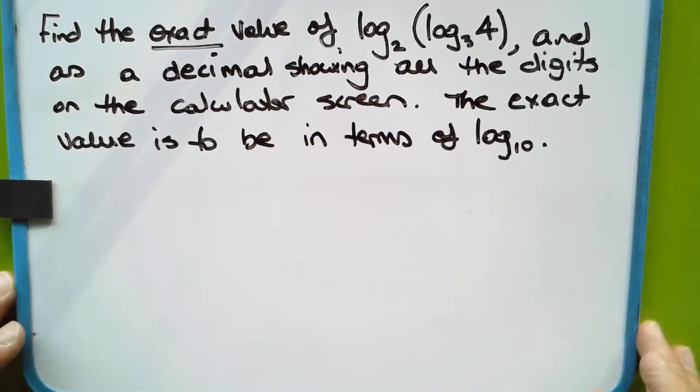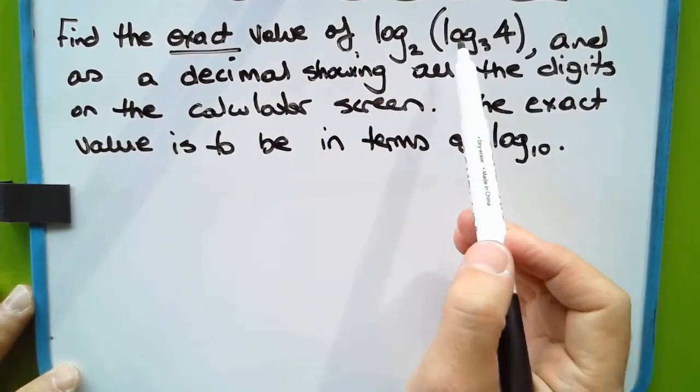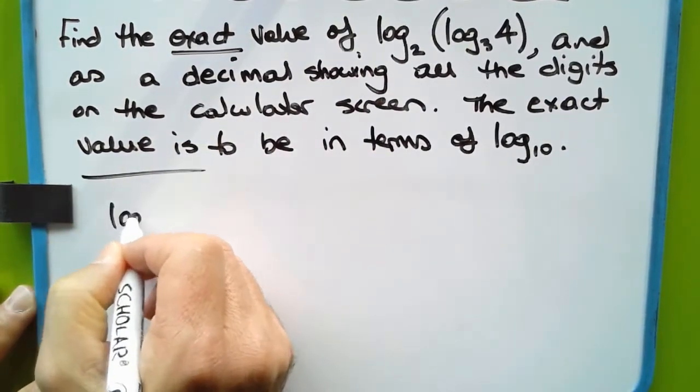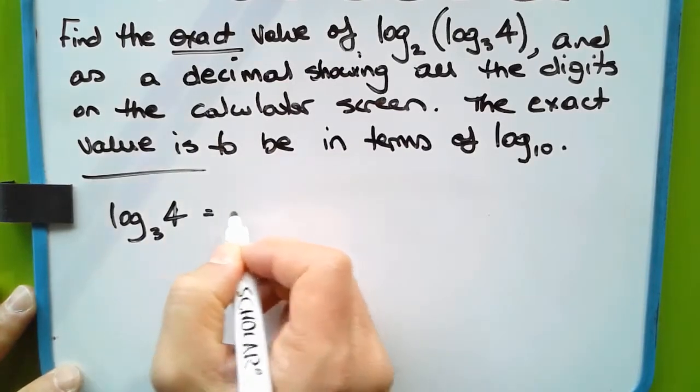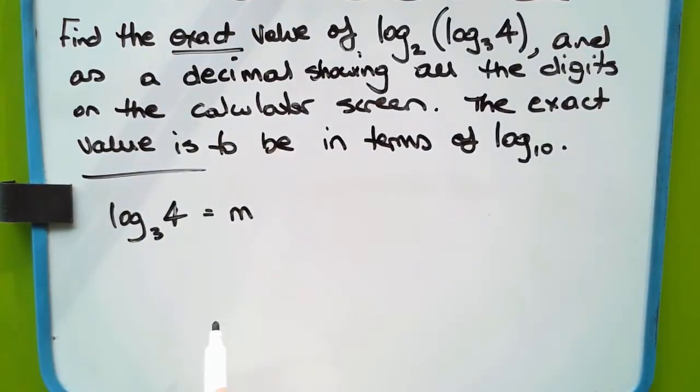Let's have a look at the solution now to Logarithms challenge question number 1. The first thing I'm going to look at is log base 3 of 4. I'm going to write that as log base 3 of 4 equal to, and I'm just going to come up with a pronumeral m. I'm going to rearrange this, so somehow I'm going to express this log base 3 of 4 in terms of log base 10.